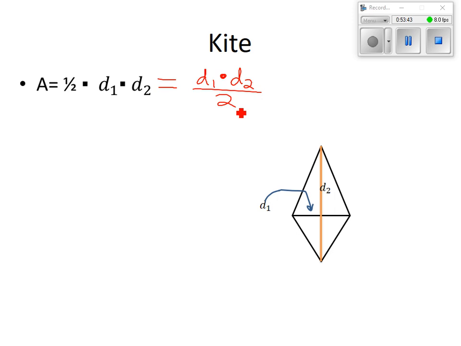How do you find the perimeter of a kite? Add up all the sides. Still nothing new. So if this side's 8, that side's got to be 8, this side's 5, that side's 5, you just add all those up to find the perimeter.